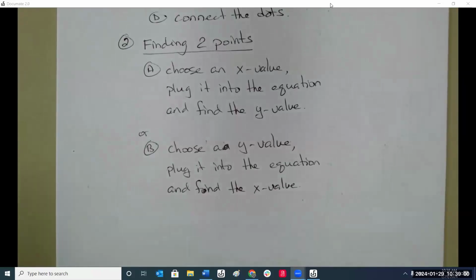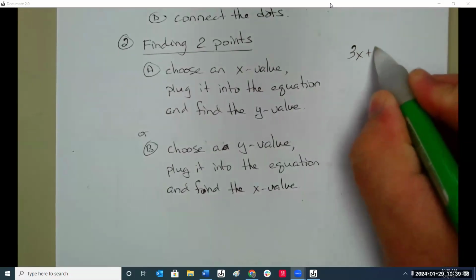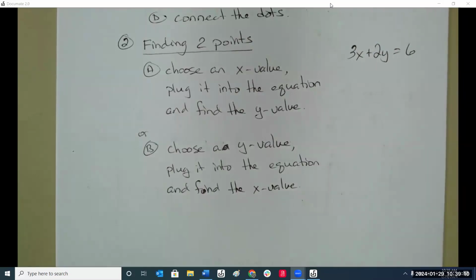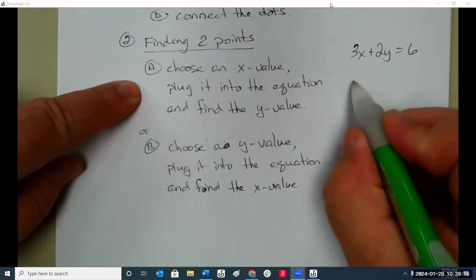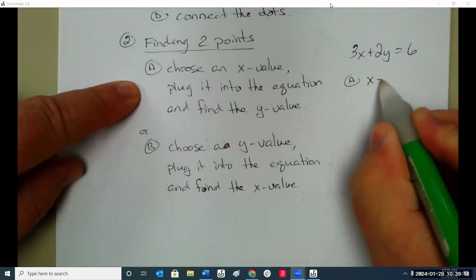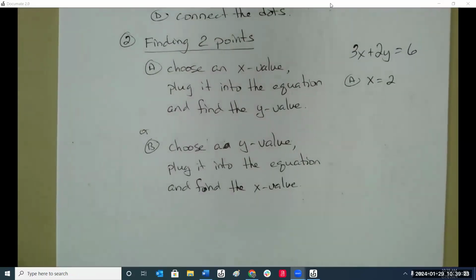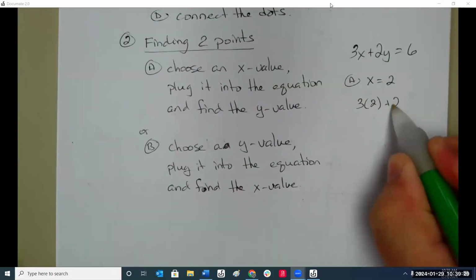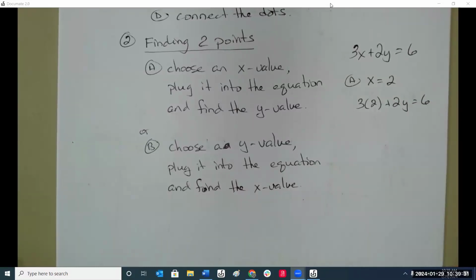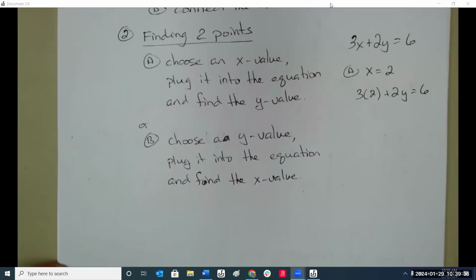Now, what does this method mean? How would you do that? Here's the example. If I give you the equation 3x plus 2y equals 6, I'll just do an example of the first one. I want to say x equals 2. I pick a value for x. Plug it in the equation. And solve for y.